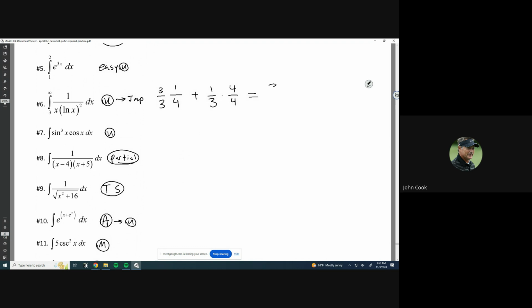So, for the first fraction, you get 3 over 12. For the other one, you get 4 over 12. And then you combine them together, right? 3 plus 4 over 12. That'd be 7 over 12.